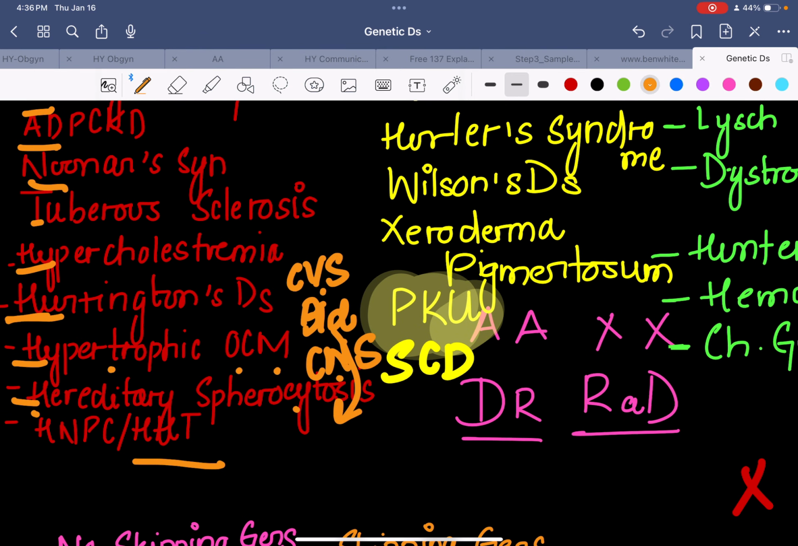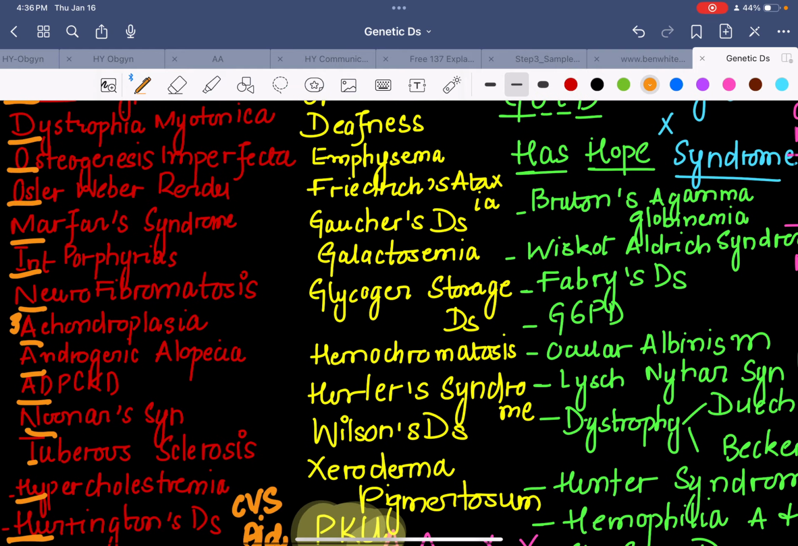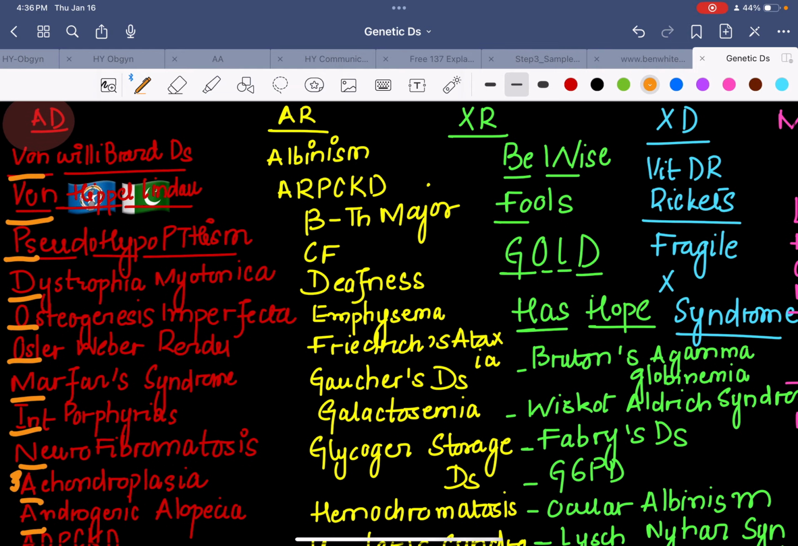The first two H with the CVS, which is hypercholesterolemia and hypertrophic obstructive cardiomyopathy. And then for blood, hereditary spherocytosis, and then for CNS is Huntington's disease. So that concludes our autosomal dominant diseases, and after this let's move on to the autosomal recessive diseases.